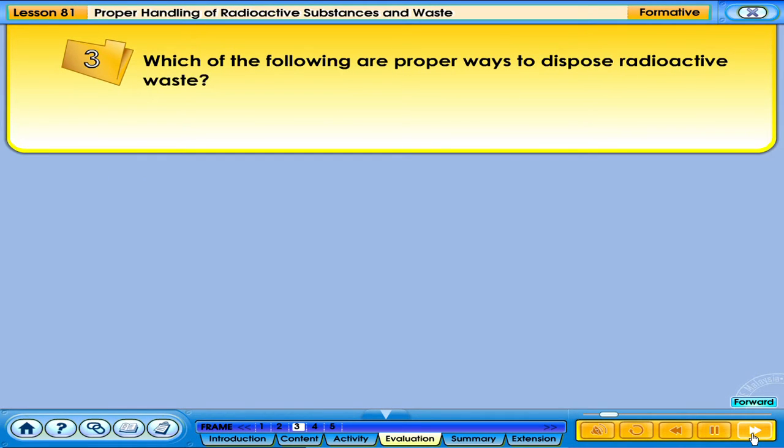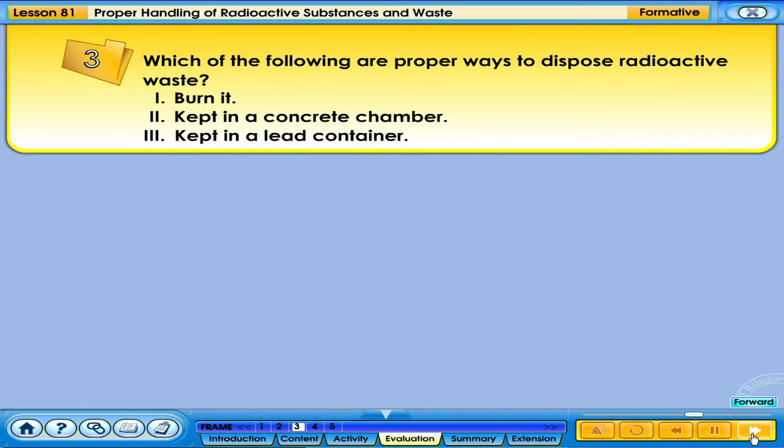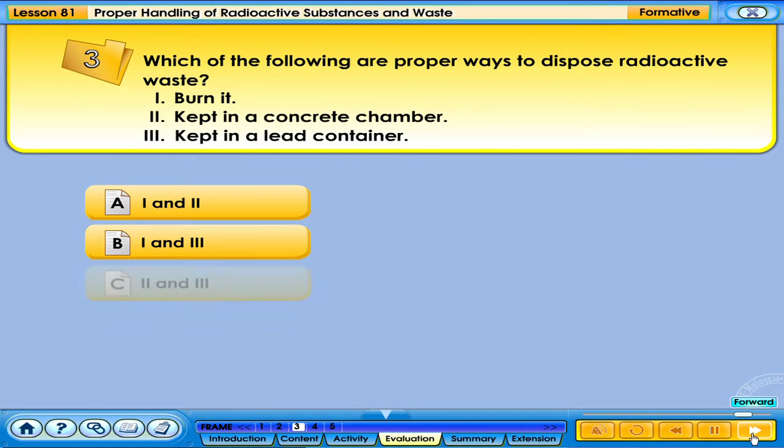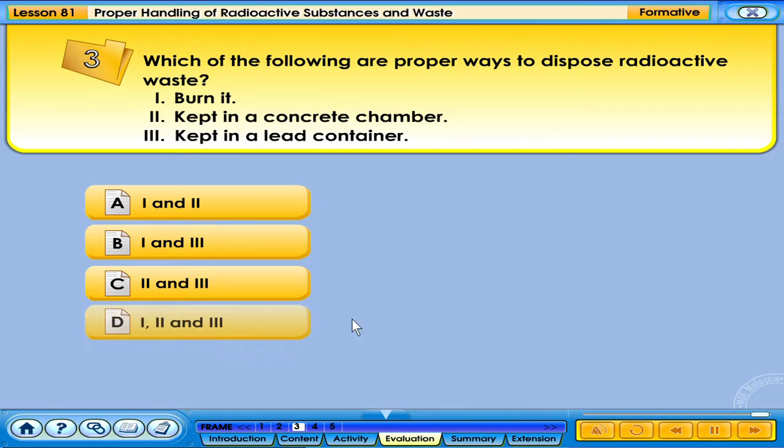Which of the following are proper ways to dispose radioactive waste? 1. Burn it. 2. Kept in a concrete chamber. 3. Kept in a lead container. Your answer is correct.